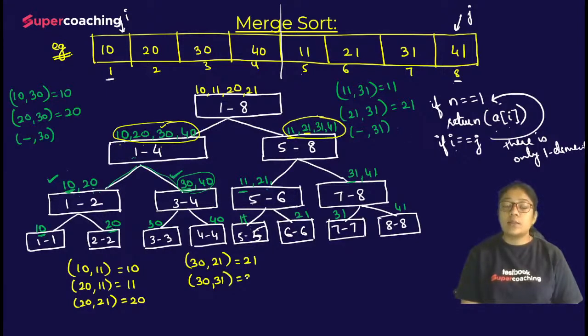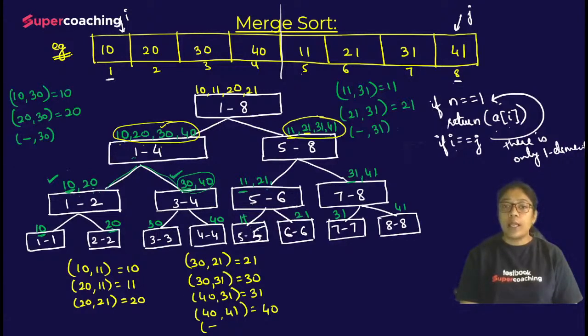30 is smaller. The next element from list 1 is 40. 40 and 31 will be compared. It is coming out to be 31. 31 belongs to list 2, so we'll be taking the next element of list 2. This comes out to be 40. Now list 2 becomes empty, so no comparison is required because one list is already over.